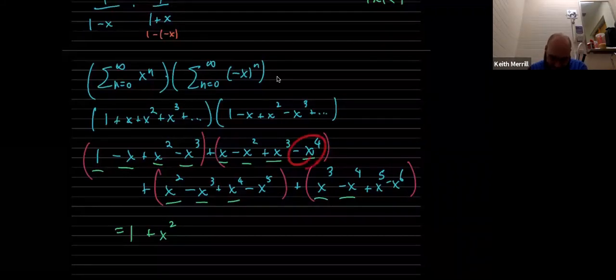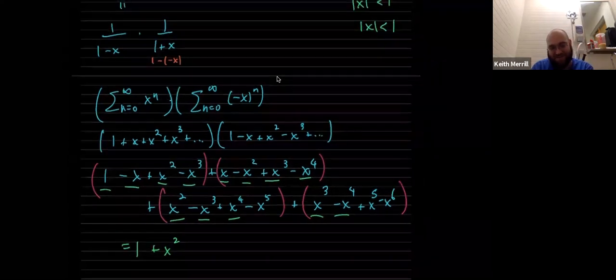So where did this x to the fourth come from? It came from x and negative x cubed, so it is a negative. That's correct. Hold on, I see. Okay, this is the problem with ellipses. So, right, I'm getting the wrong answer.